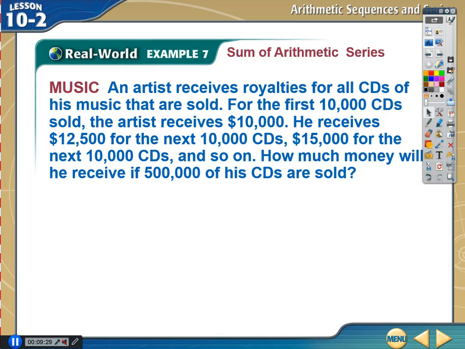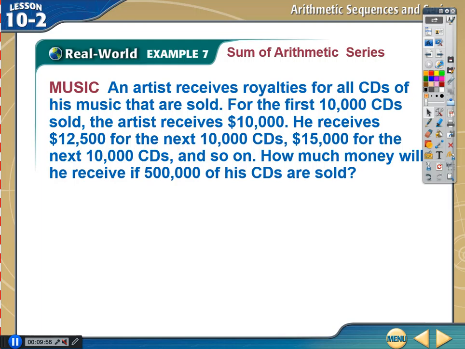All right, so let's talk about how we can find the sum of a series, but with word problems. So here we go. An artist receives royalties for all the CDs his music sold. For the first 10,000 CDs sold, the artist receives $10,000. He receives $12,500 for the next 10,000 and $15,000 for the next 10,000. And so on and so on and so on.